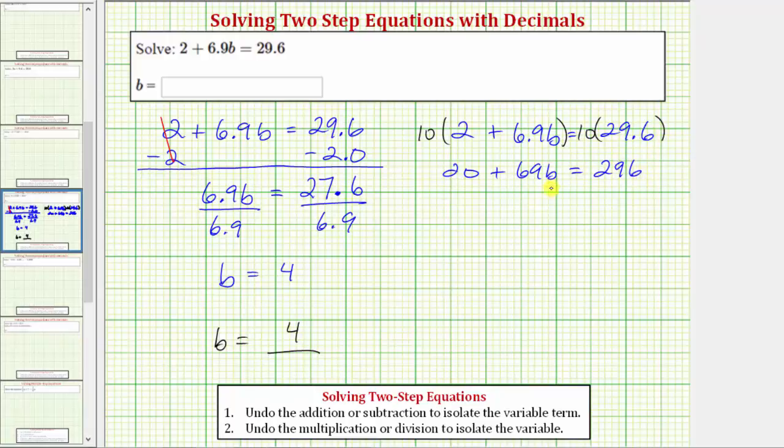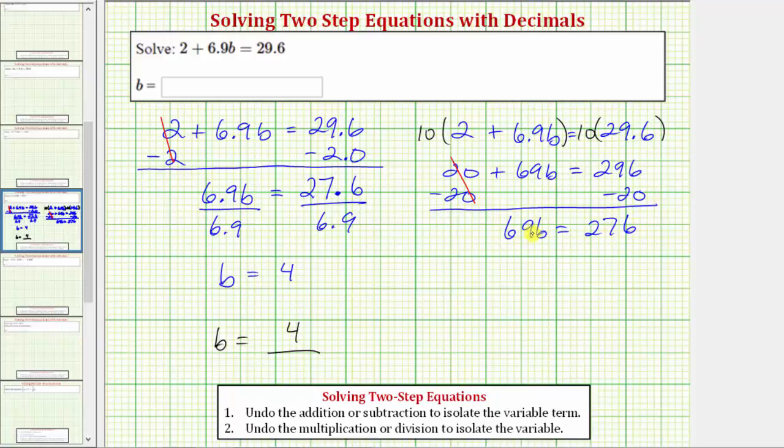The solution to this equation will be the same as the original equation, but notice how now we don't have decimals in the equation. But the process for solving this equation is going to be the same. The first step is to isolate the variable term by adding or subtracting. So subtract 20 on both sides. Simplifying, 20 minus 20 is 0. So we have 69b equals 296 minus 20 equals 276.